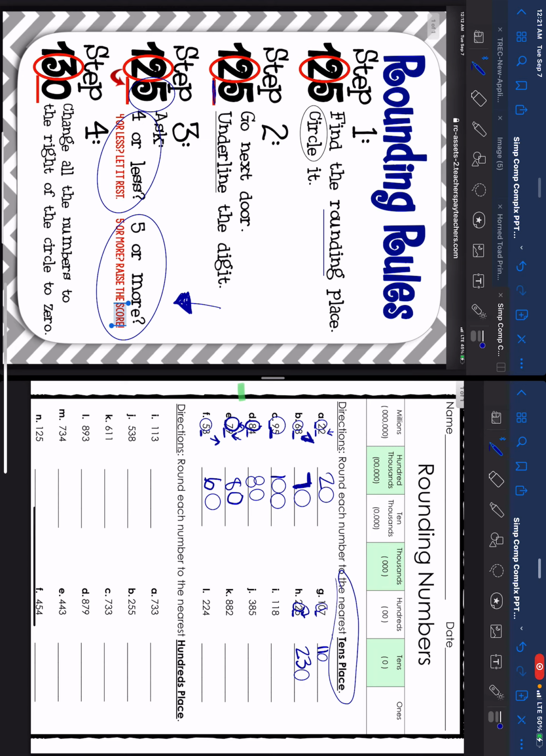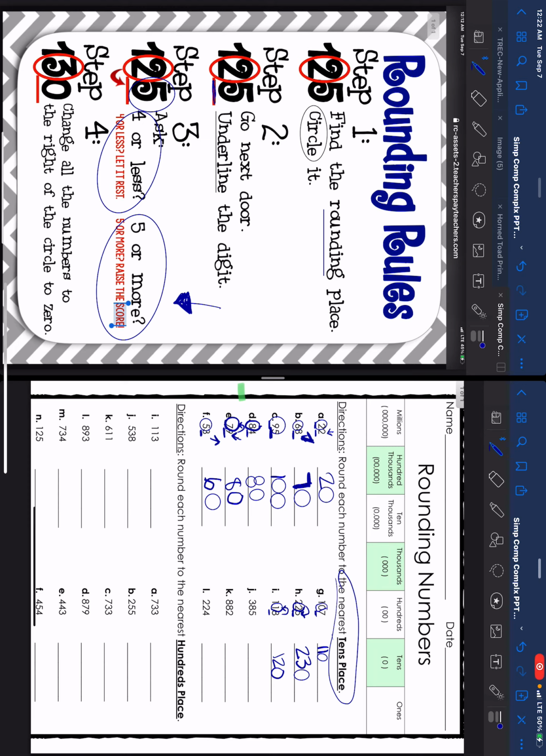118, find the rounding place and circle it. 118. So the 1 in the tens place, find the rounding place. All right. Go next door, underline the digit. 5 or more, and it is because it's 8. So we got to raise the score. That 1 becomes a 2, and then a 0 goes to the right of this. All the numbers to the right become 0.